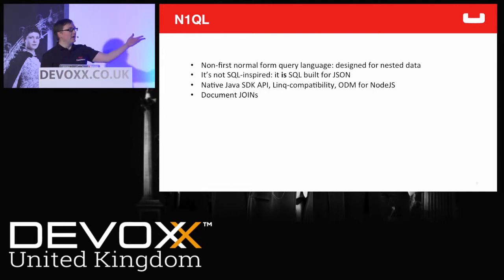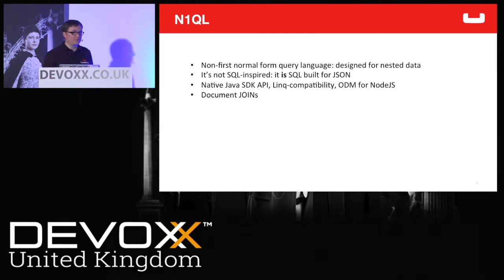And there's also native Java SDK APIs, so you can chain methods instead of writing the actual Nickel queries. It's LINQ compatible for the .NET programmers, and there's an ODM for Node.js as well. So if you're used to using something like Mongoose, then it shouldn't be too much of a surprise to move over to Ottoman, which is our ODM.